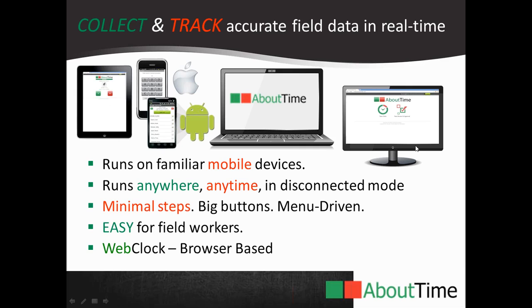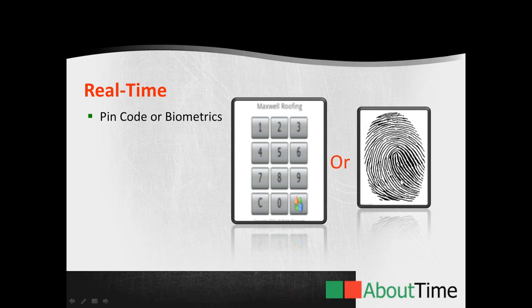Very easy to use. We also have a web clock that's available through a web browser. You can clock in and out using the web clock as well as the devices out in the field with our app installed. We have two main ways of clocking in and out. The traditional method would be using a PIN code, a 4 or 5 digit PIN code, something unique to that employee or something unique to a supervisor or a foreman.